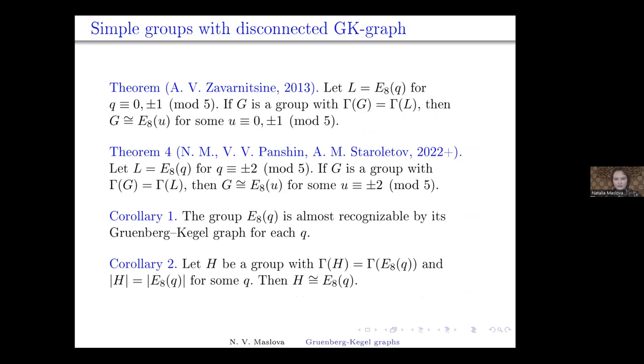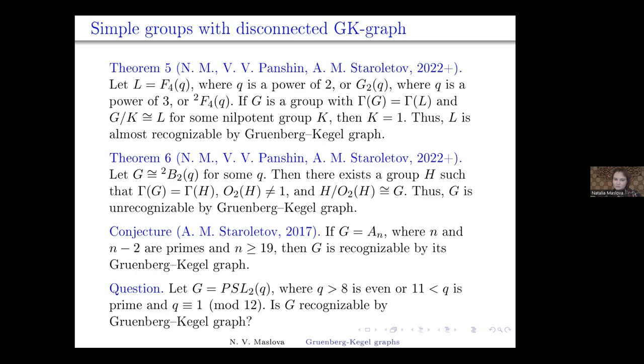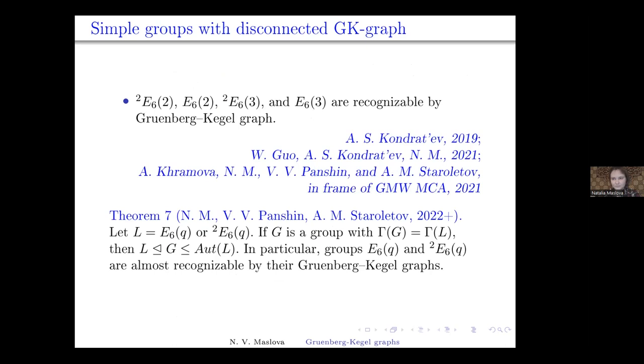And we have some other results on characterization by Gruenberg Kegel graph of finite simple groups with disconnected Gruenberg Kegel graphs. They considered a well-known series E6-2 and twisted E6-2 for small orders of fields. These results were known. When the field has order 2 for E6-2, it was a separate paper by Anatoly Kondratyev. For group E6-2, it was a paper by me, Anatoly Kondratyev, and Wen Bingo.